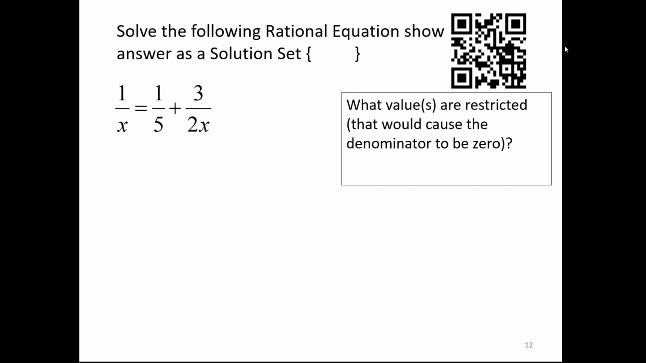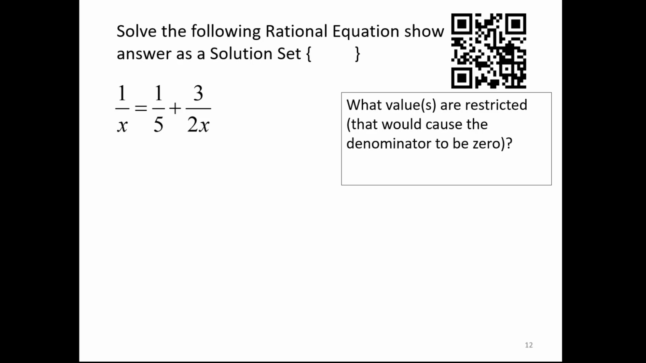Solve the following rational equation. Show the answer as a solution set. The rational equation we have is 1 divided by x equals 1 divided by 5 plus 3 divided by the quantity 2x. Our first consideration is what values are restricted, that is, that would cause the denominator to be 0.